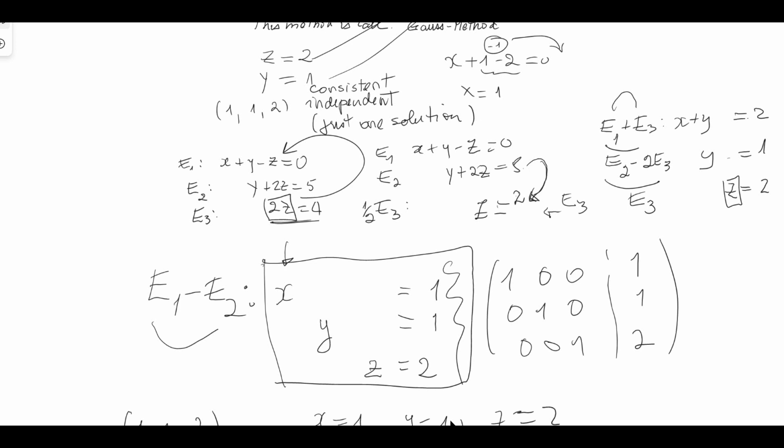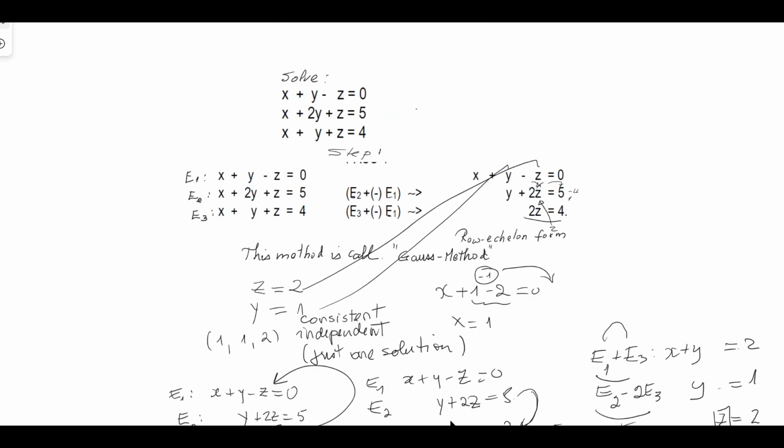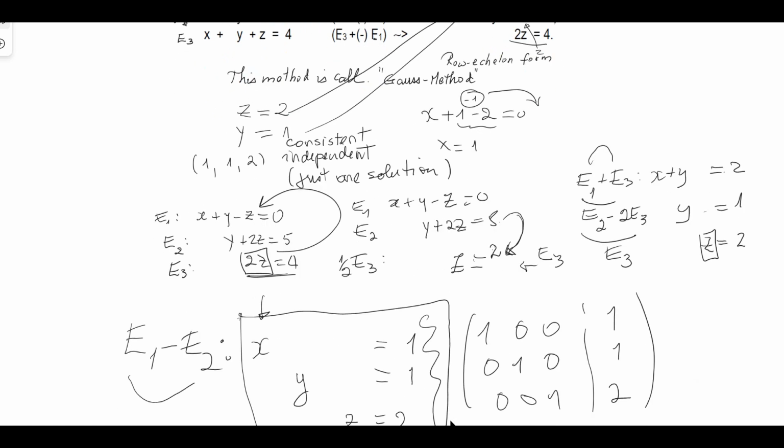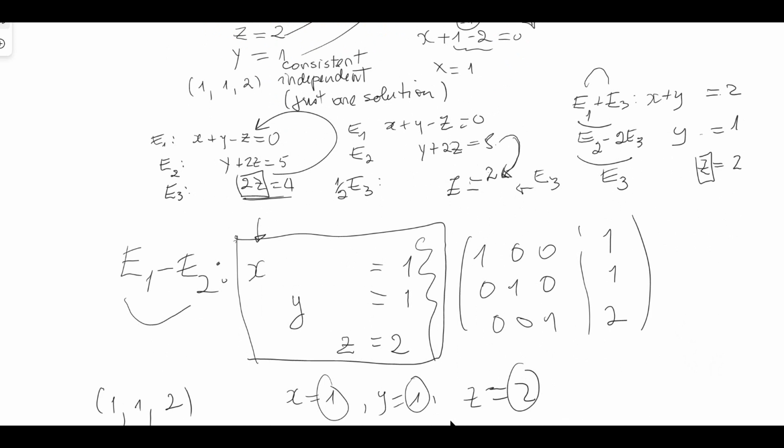You can try to check. Replace those numbers in the initial equations. 1, 1, 2. Over here, 1 plus 1 minus 2 is 0. 1 plus 2, 3 plus 2, 5. 1, 1, 2. 1 plus 1 plus 2, 4. This is the solution, and just a unique solution. The solution has 3 results, x and y and z. But as a vector, it's just one vector, or a point. But one solution.